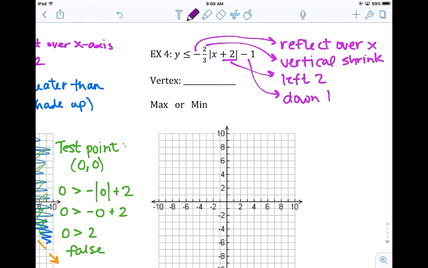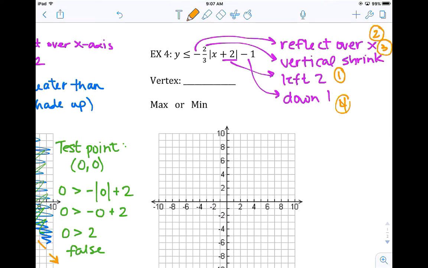Okay, so when you have multiple transformations going on here, order is very important, and we follow our PEMDAS steps. So that means we start inside the absolute value bars, we move to what's being multiplied in front, and then lastly, we deal with any movement up or down, what's being added or subtracted at the end. So we're going to start with moving our graph left, then we'll reflect it, then we'll use our slope to find our extra points, and then we'll move them down 1. So that'll be our last step here.